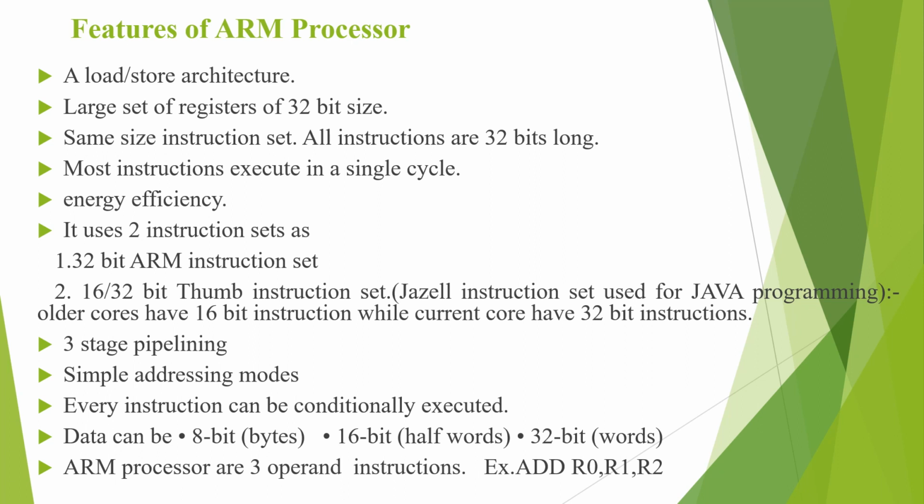Then, ARM processors execute instructions that contain three operands. We can take this example: ADD R0, R1, R2. That instruction consists of three operands. Two operands are for source and one operand is for the destination, where R1 and R2 in this example are the source operands and R0 is the destination operand. The meaning of this instruction is that the contents of the R1 and R2 registers will be added and the result is loaded into the R0 register.